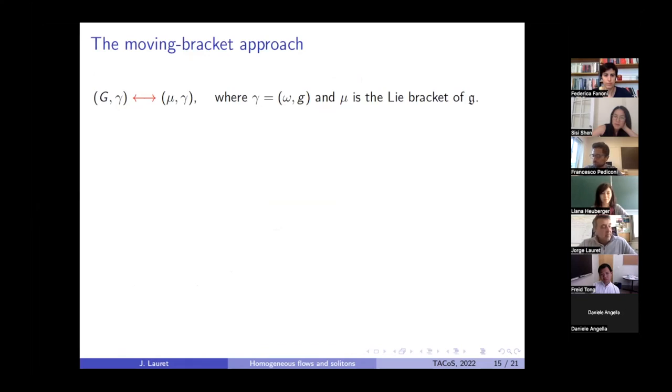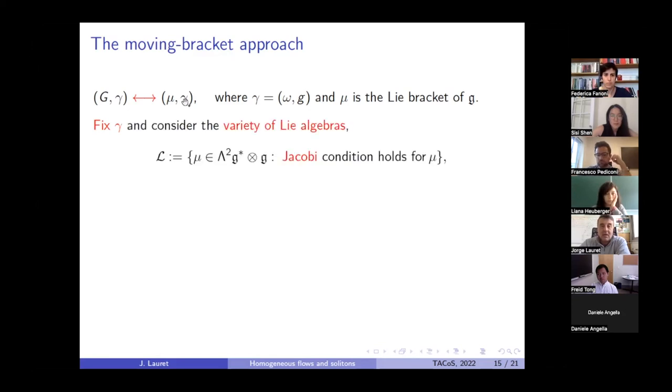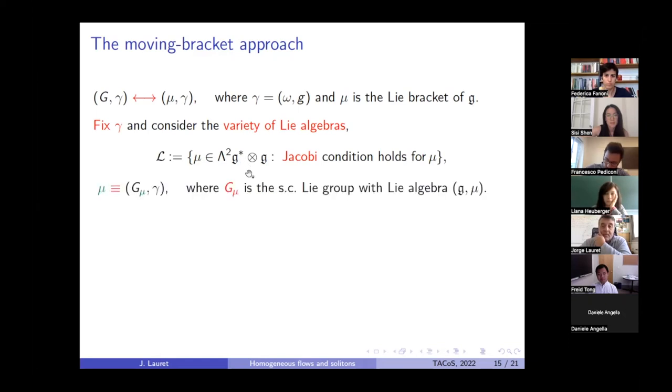Okay, so the moving bracket approach consists in doing the following. I mean, you have a structure, and then all the geometry of the Lie group with the structure, actually, in the simply connected case, for instance, is in the Lie bracket and the tensor, right? So the idea is, instead of moving the structures, you can fix the structure and move the Lie brackets, okay? And so consider the variety of all the Lie algebras, an algebraic subset of this vector space. And then each point in this variety gives you a geometric structure, because it gives you a Lie group with Lie algebra mu with this gamma fixed, okay?